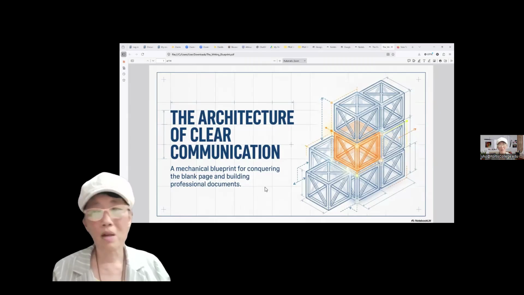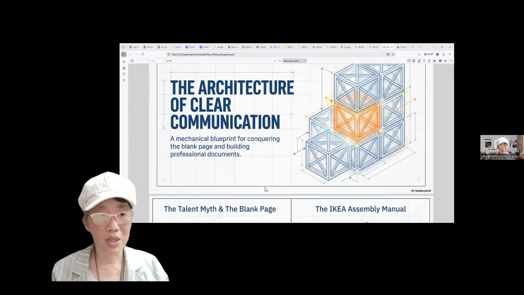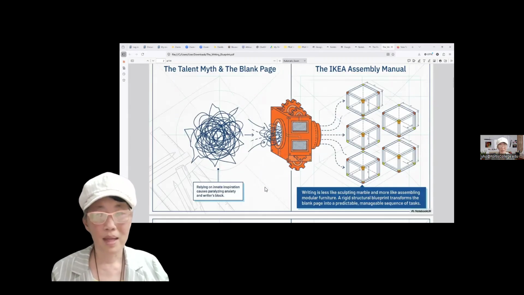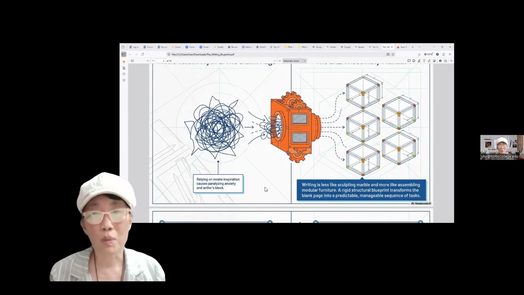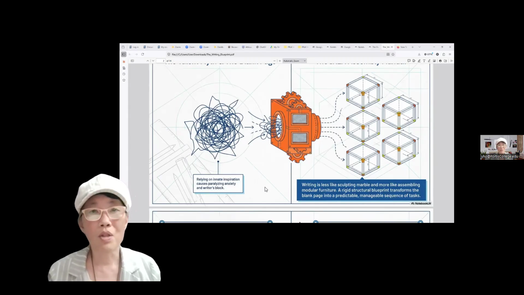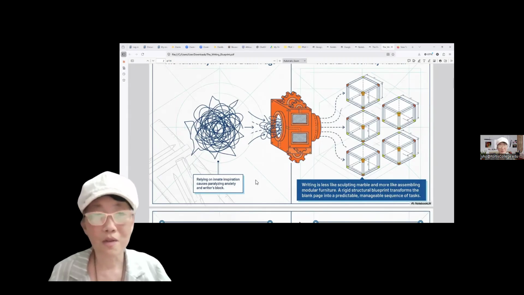So, the architecture of clear communications. It's a myth to think that the 5-paragraph essay structure is only for research papers. Actually, writing is less like sculpting marble and more like assembling modular furniture: a rigid structural blueprint that transforms the blank page into a manageable sequence of events.